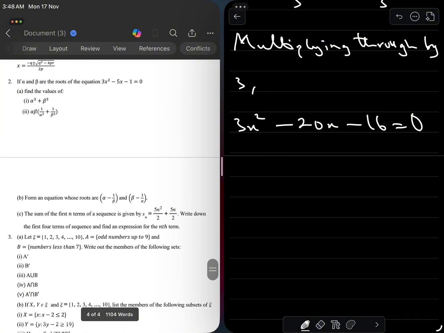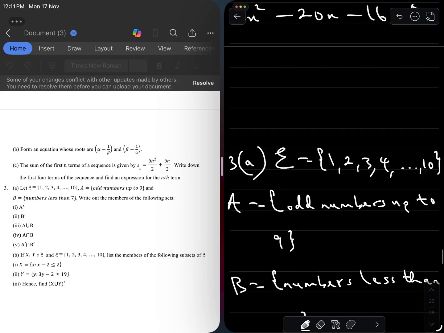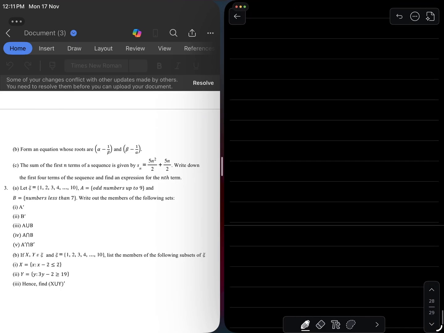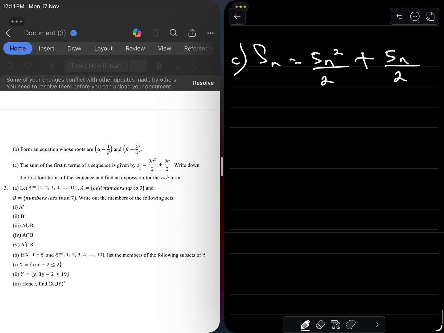Okay. That's 2b. Now we go to question 2c. Let's go to that quickly. Question 2c. The sum of the first n terms of a sequence is given by Sn equals 5n squared over 2 plus 5n over 2. Write down the first 4 terms of the sequence and find an expression for the nth term.